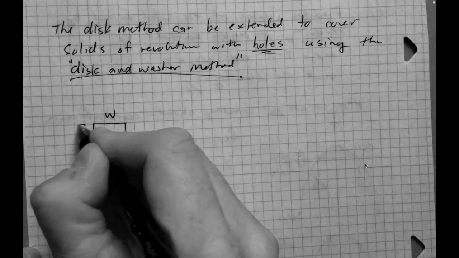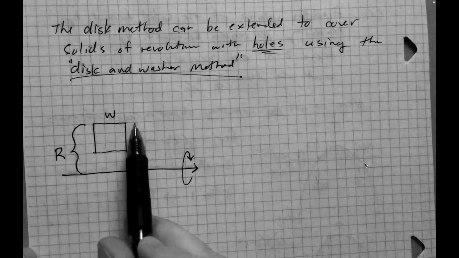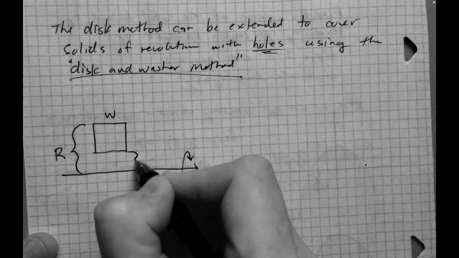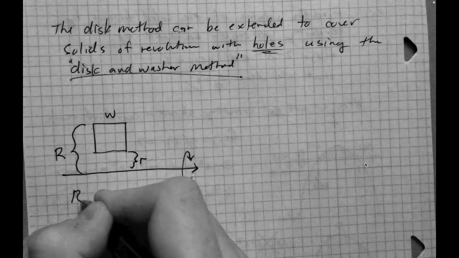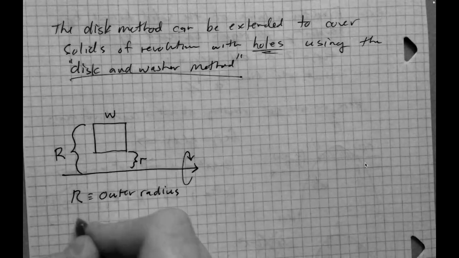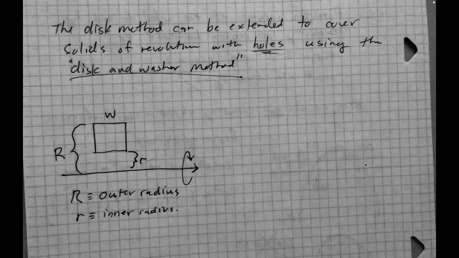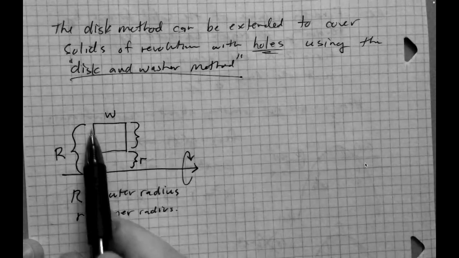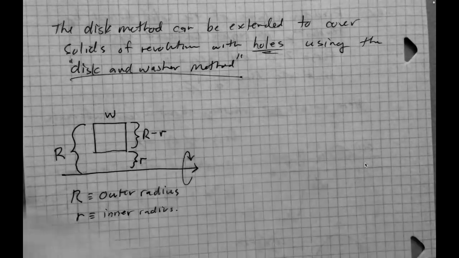And so what we'll do is we'll call this the outer radius. So it's the distance from the axis to the top of my rectangle. And we'll call this little piece here the inner radius, and we'll denote it with a little r. So big R is the outer radius, and little r is the inner radius. Okay, and so then of course we know that this piece here would be equal to the distance from the x-axis all the way to the top minus the x-axis to the bottom. So this would be R minus r.